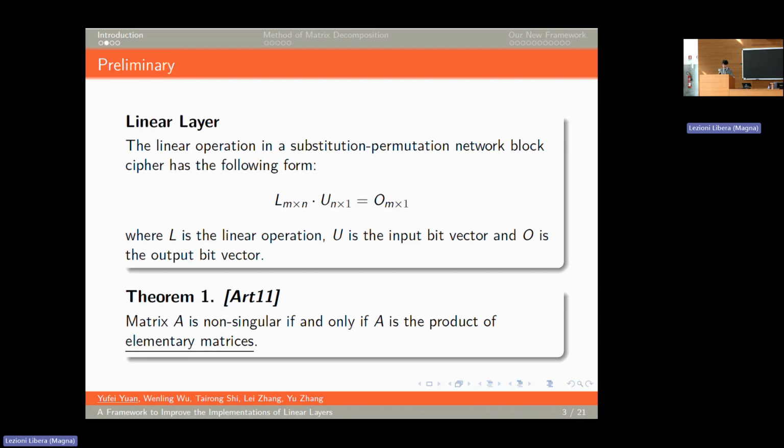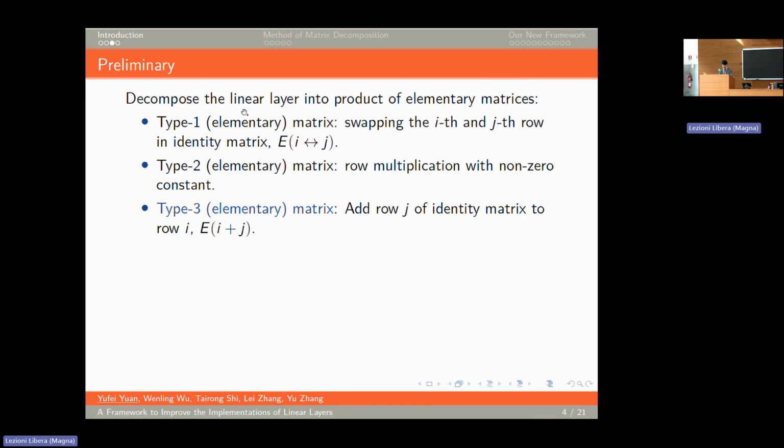In the SPN network, a block cipher can be written as the linear operation L multiplying the input bit vector and producing the output bit vectors. On the other hand, if a linear matrix is non-singular, the Gauss-Jordan theorem guarantees that we can decompose the linear layer as the product of elementary matrices. And there are three types of elementary matrices. We denote them as type 1, type 2, and type 3.